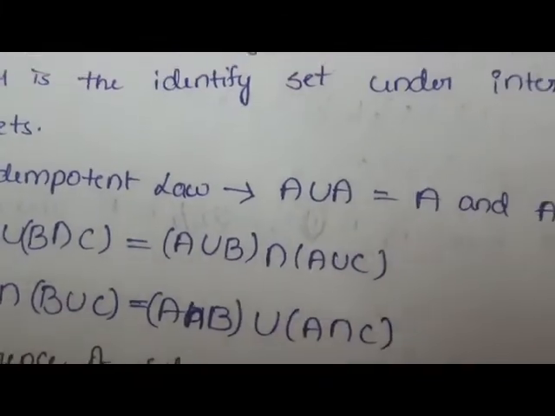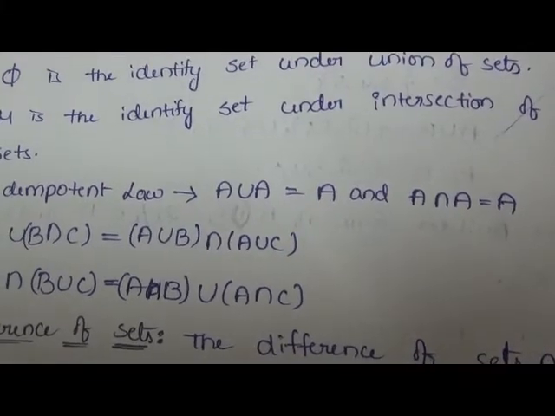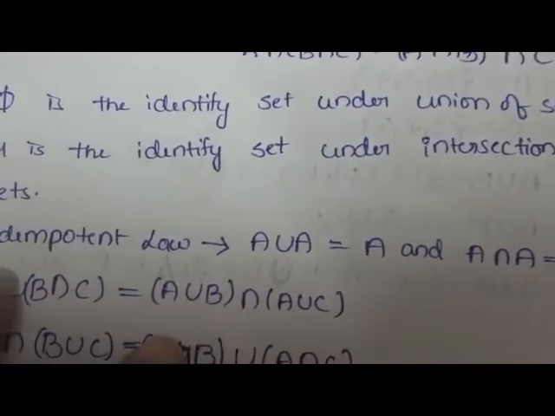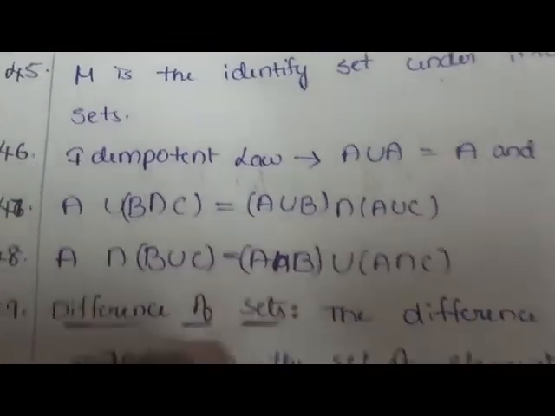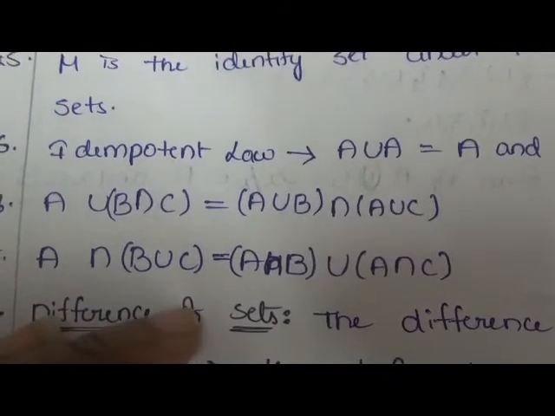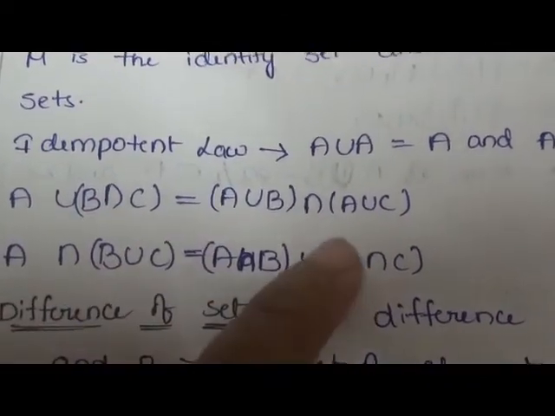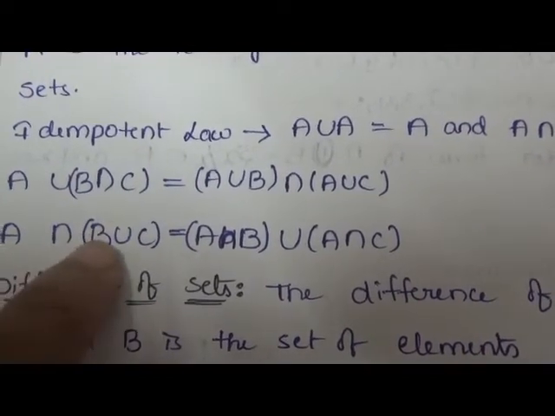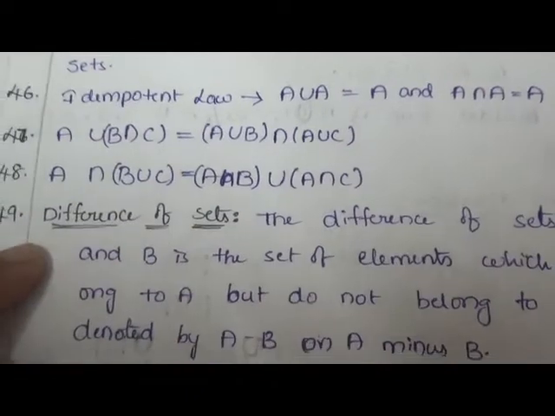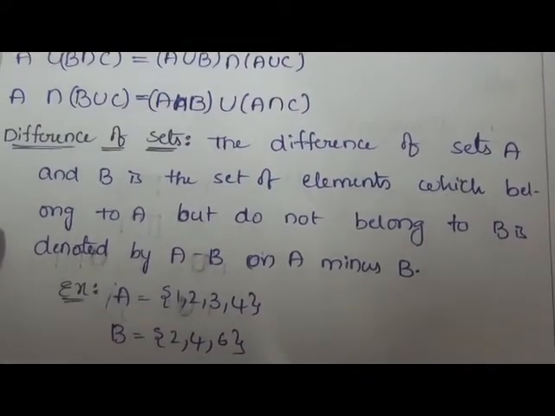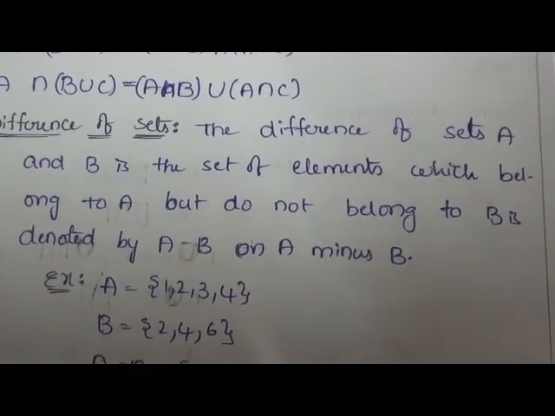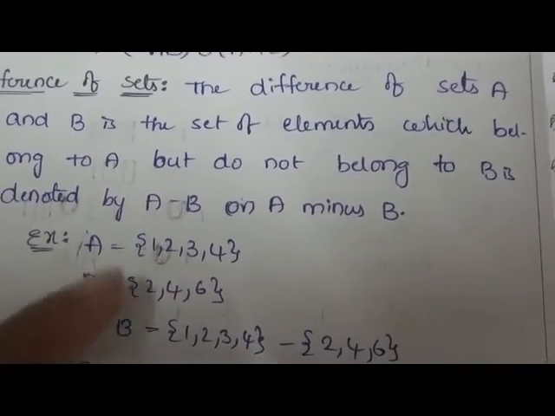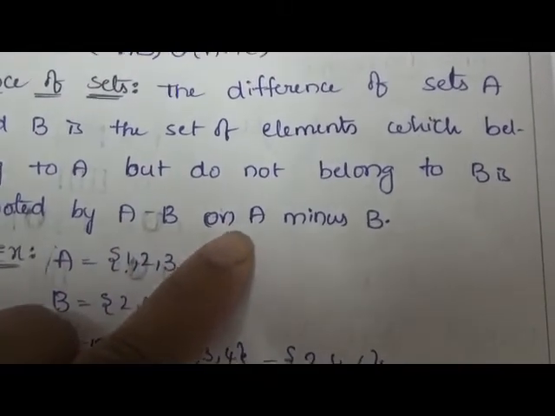Idempotent law: A union A is equal to A, and A intersection A is also equal to A. These two formulas we call the idempotent law. Distributive law: A union B intersection C is equal to A union B intersection A union C. A intersection B union C, we can write as A intersection B union A intersection C. Difference of sets: the difference of the sets A and B is the set of elements which belong to A but do not belong to B. It is denoted as A minus B.